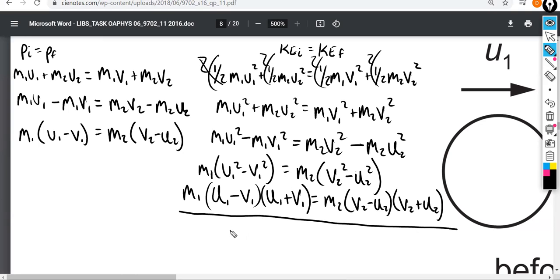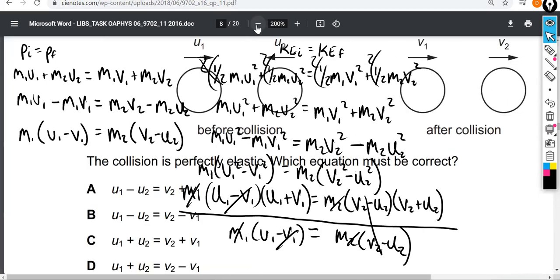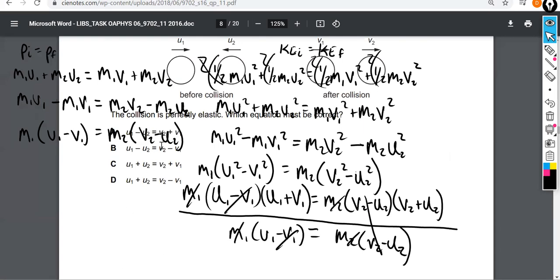That's no big deal. M1, U1 minus V1 equals M2 V2 minus U2. No big deal for fourth period. M1s cancel, this one cancels, this one cancels, and that one cancels. Nice. So we're just left with this. U1 plus V1 equals V2 plus U2. It's starting to look like the answers that we've got here. See, it's perfectly clear now. Oh, of course, yes, now I can clearly see what's going on, right?